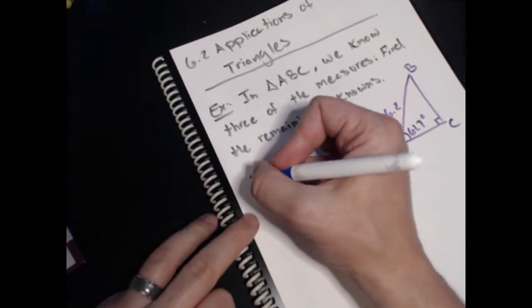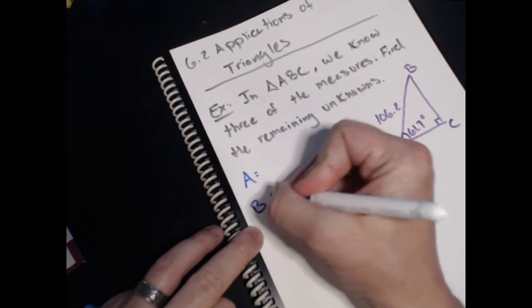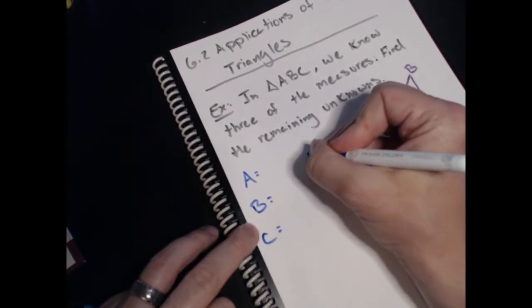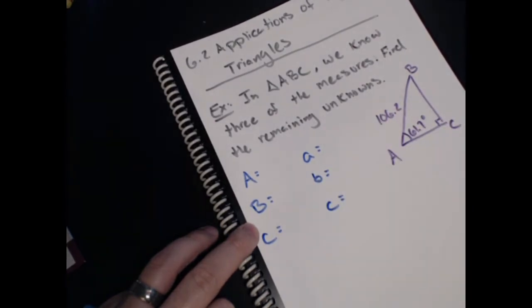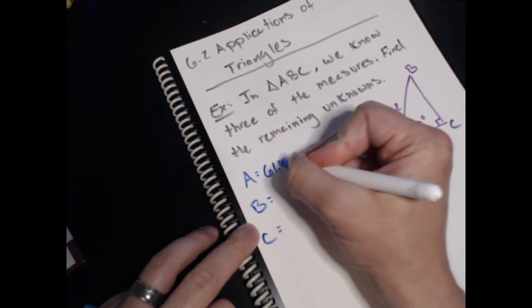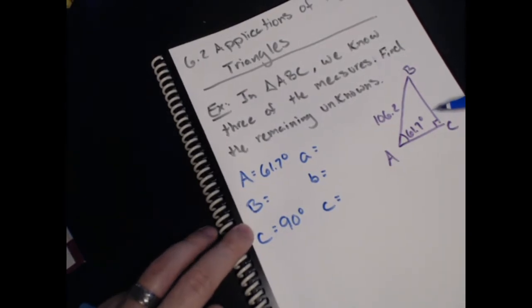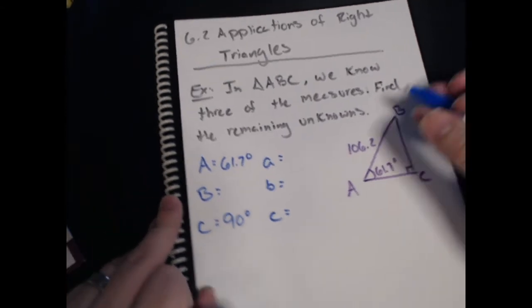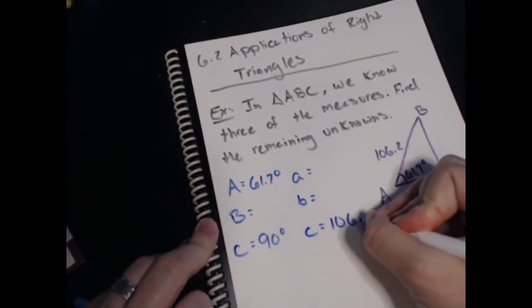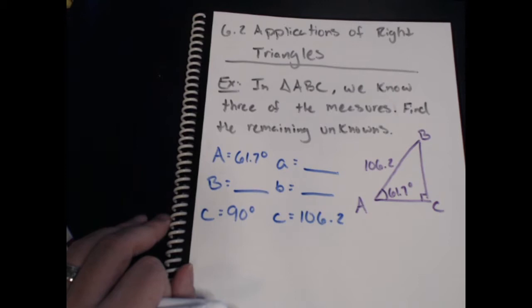You can actually just do the following chart, which is what I do every single time. The big letters are your angles. The small letters are your sides. All right, so we know angle A is 61.7 degrees. We know angle C is 90 degrees. And the way you tell which side's which is you take the angle and whatever the opposite side is. So you're looking across from it. So side C is 106.2. That means you need to know these pieces of information, which is pretty straightforward, I feel like.